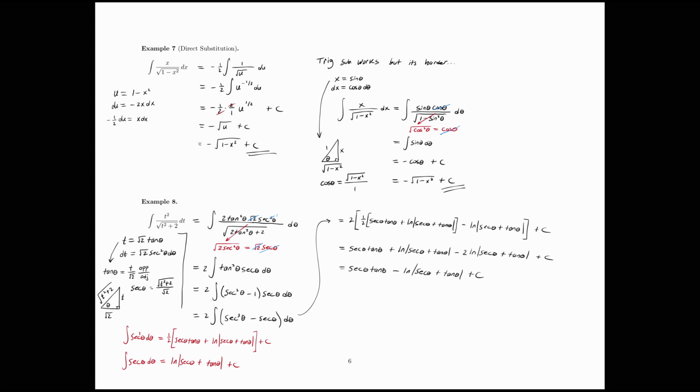Okay, so we know what tangent of theta is. It's t over root 2, and secant of theta is the square root of t squared plus 2 over root 2. So secant of theta times tangent of theta, we multiply them together. Our root 2's in the bottom should combine to give us a 2, and then multiplying the numerators, we'll have t times the square root of t squared plus 2 minus the natural log, and then we have common denominators, so square root of 2, and then secant here we will have the square root of t squared plus 2 plus t for tangent of theta.